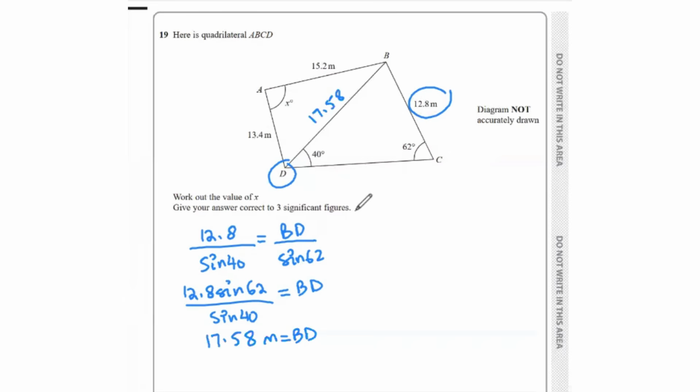So for the missing angle, we're going to do cos A equals to 13.4 squared plus 15.2 squared minus 17.58 squared divided by 2 times 13.4 times 15.2.